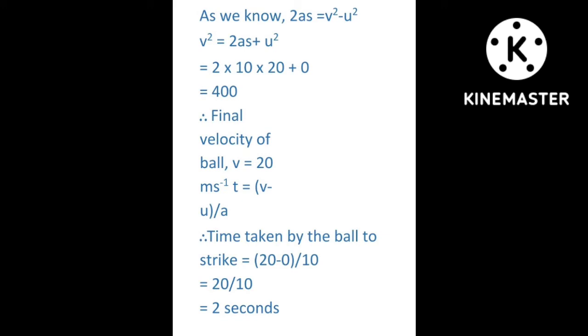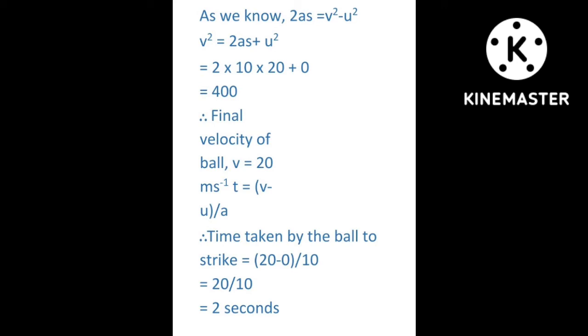So it is better to write these equations on one side and then select the appropriate equation, because we have u, a and s. Now we want to calculate v. Which equation can we use? We can use the third equation of motion, that is 2as equal to v square minus u square. So from that equation we get v square equal to 2as plus u square. Then we substitute the values: v square equal to 2 into 10 into 20 plus 0, because u equal to 0, that will be 400. Therefore final velocity v equal to 20 meter per second.